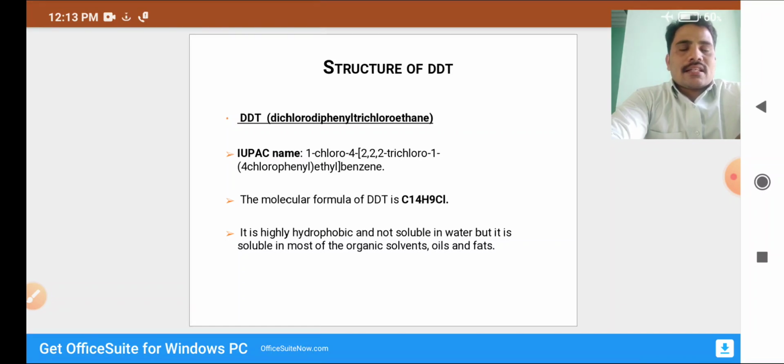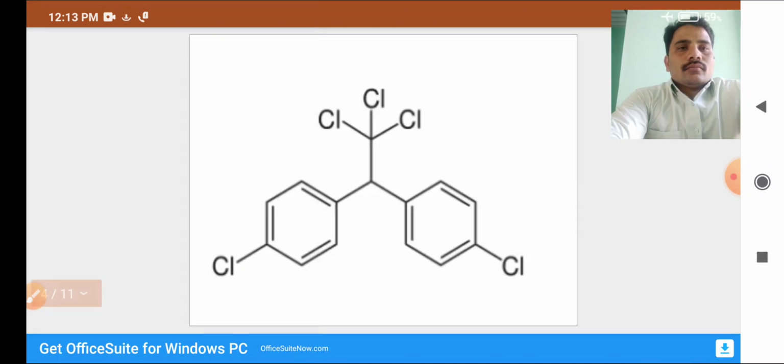It is highly hydrophobic. That means it does not dissolve in water, but it is soluble in most organic solvents like oils and fats. These are hydrophilic substances, but hydrophobic means water-hating, not soluble in water. So this is the structure of DDT.